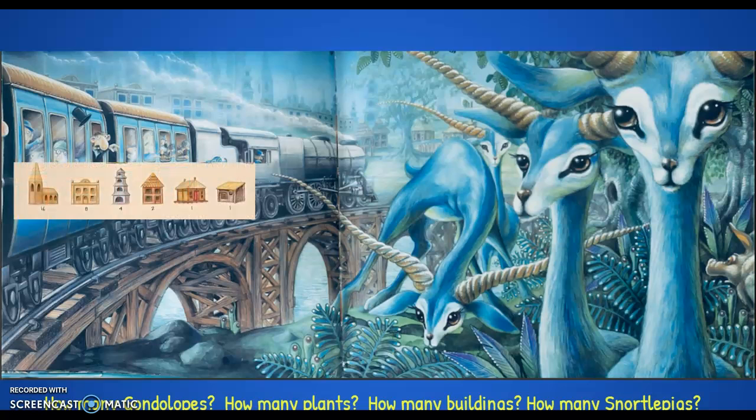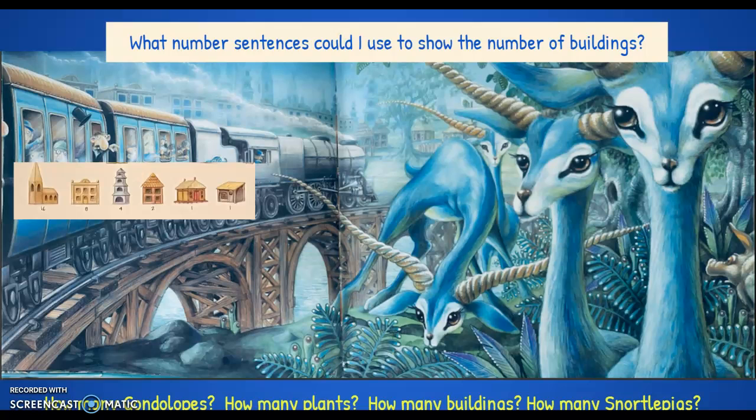I see, in this page, there are 1, 2, 3, 4, 5, 6 different buildings on the page. And the numbers below represent how many of each building. I want to know, what number sentences could you use now, instead of to show the number of plants, to describe the number of buildings? See if you could think through 2 different examples.